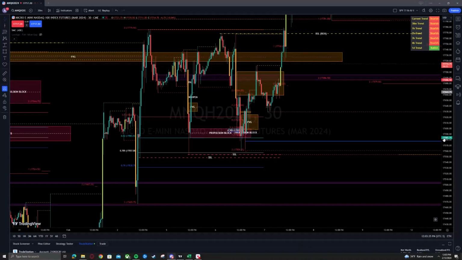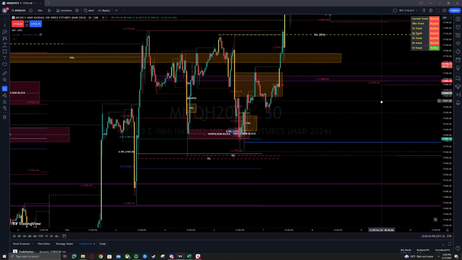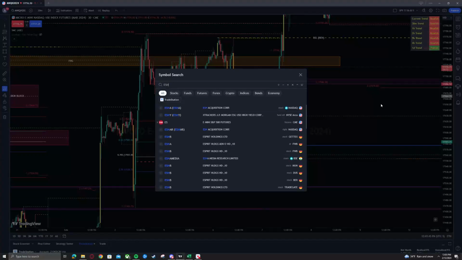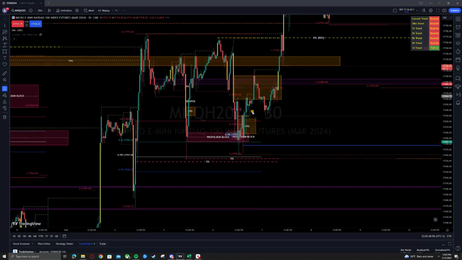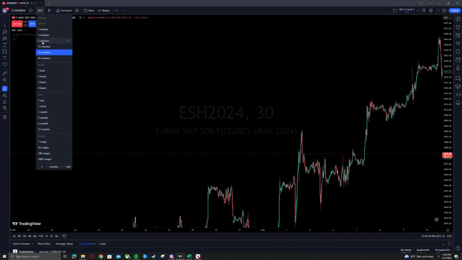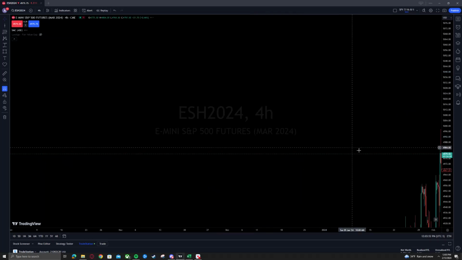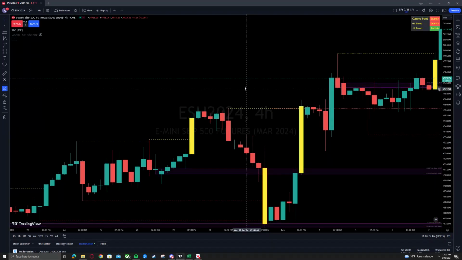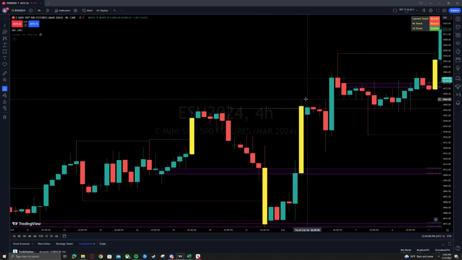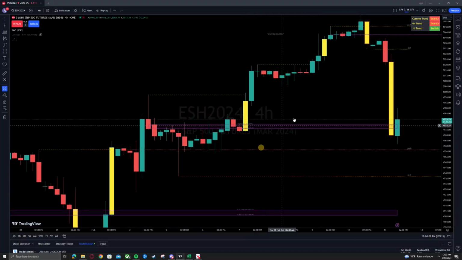You could have said that the 4 hour respects the upper bound of that 4 hour fair value gap on ES. You probably could have marked that. Actually, I'm gonna go on that ESH24 because this is actually you. I think you were really close on it. What is this? 1.8. There we go. All right.